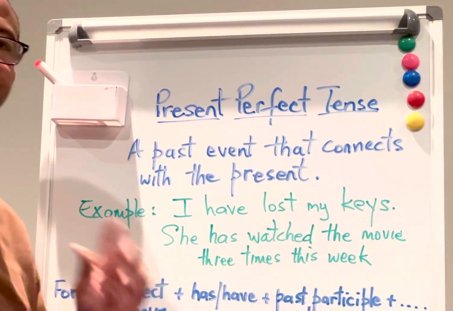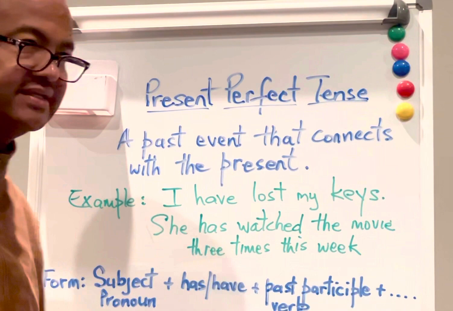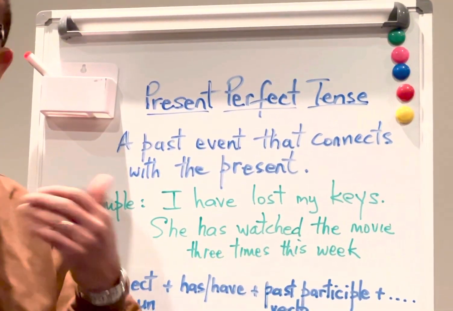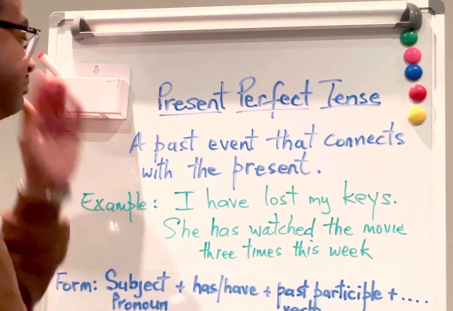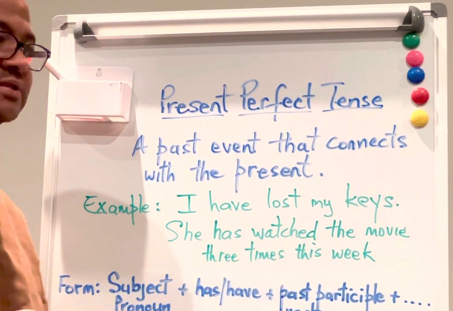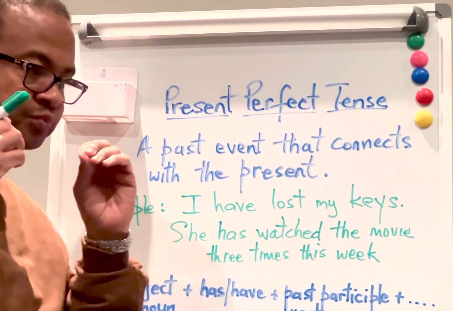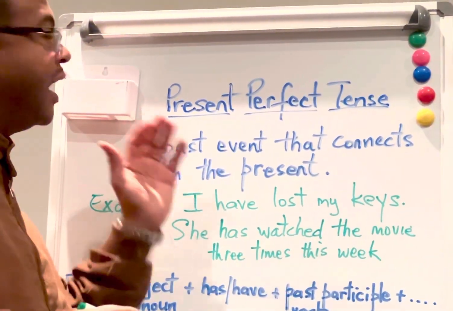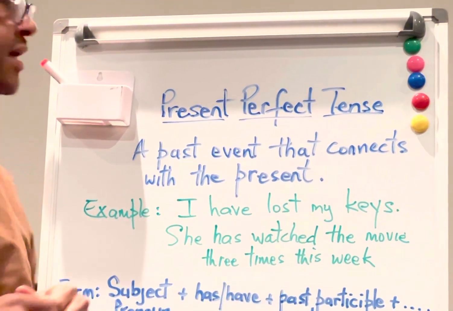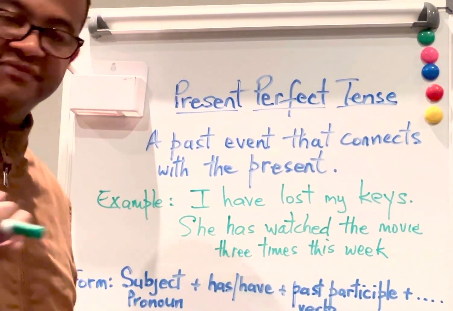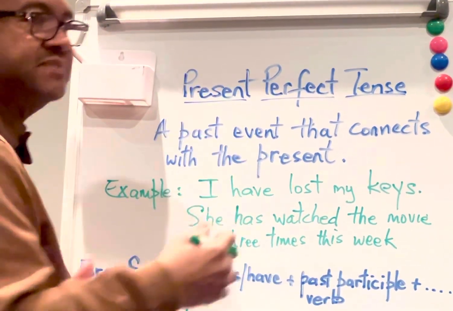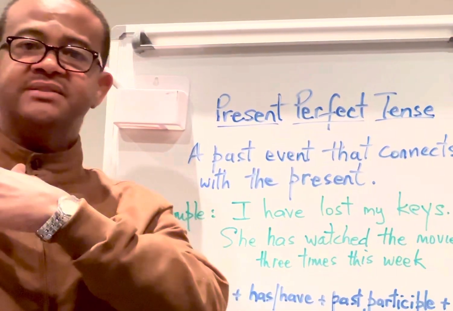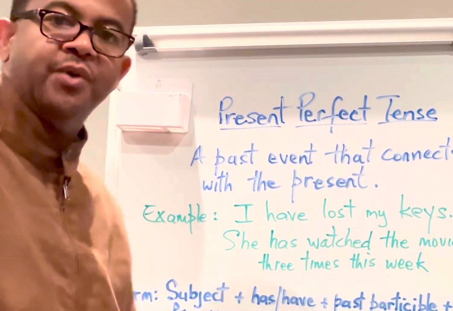Here's a quick lesson on the present perfect tense, a topic that is quite challenging for a lot of non-native English speakers. But I always encourage my students that when you jump this threshold of learning how to speak in the present perfect tense, then that takes you to another level. All right, the present perfect tense basically relates to an event that happened in the past that still has a relationship with the present.